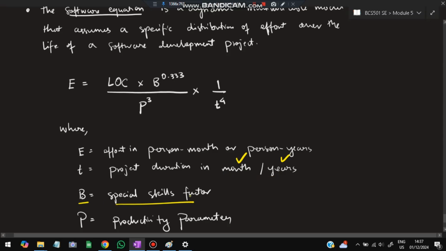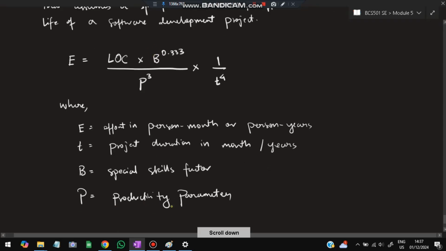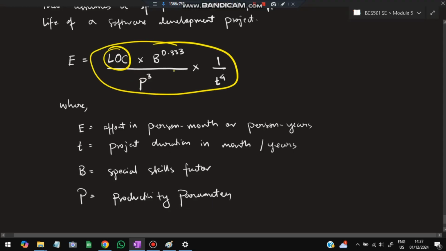B is the special skills factor. We will be calculating the skills required for that particular project and putting into the equation a variable called B. And P is the productivity parameter. Based on the productivity, we will be calculating. LOC is the lines of code required. If we put the values based on that project, we'll be getting the estimate of how many person months are required for completing that project.